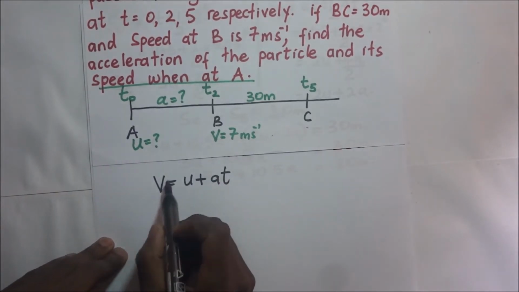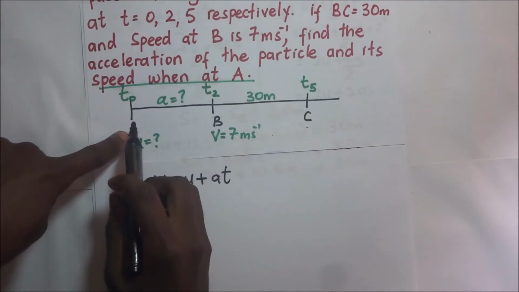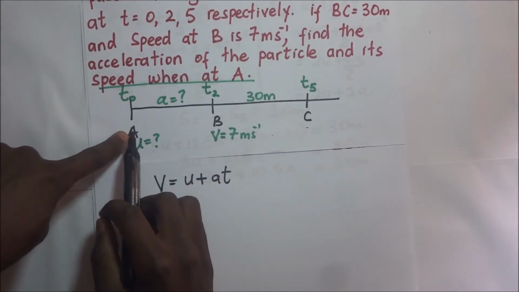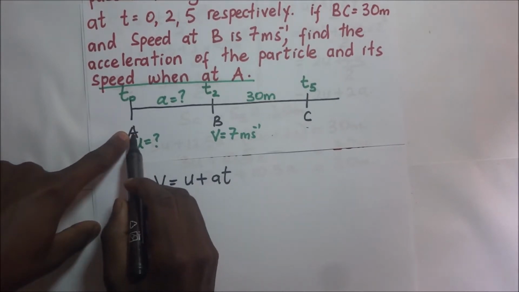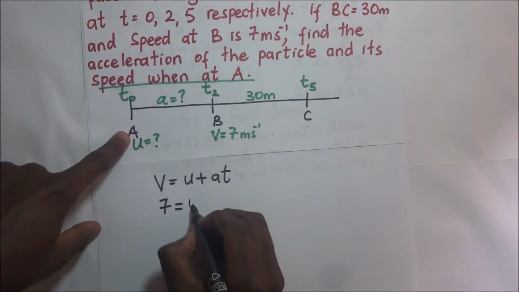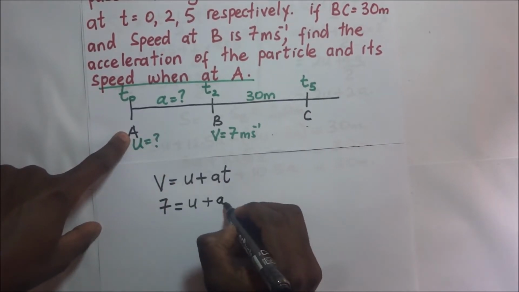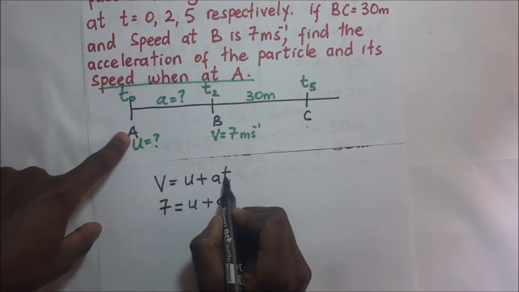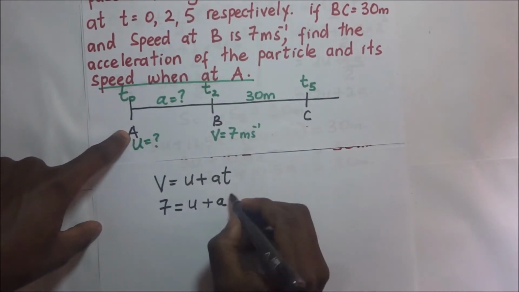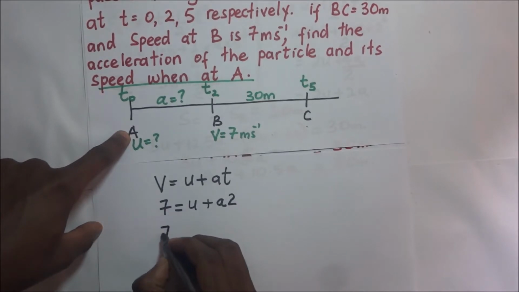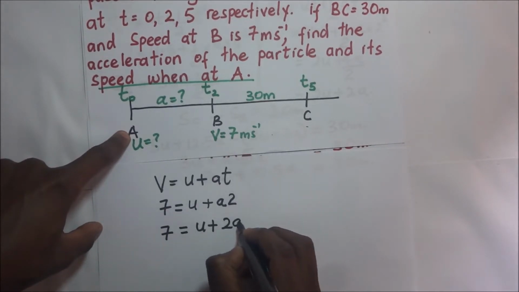And we know that our final velocity, if you are to consider motion from A to B only, it means if the particle is traveling from A to B, B would be the final velocity, which is 7, is going to be equal to the initial velocity u, which is the velocity at A, which we do not know, plus the acceleration, which we do not know, times the time it takes to move from A to B. The time is 2 seconds, which is times 2. So we end up with 7 being equal to u plus 2a.